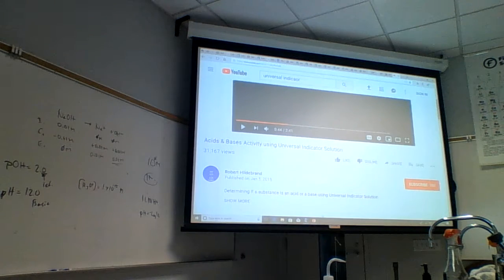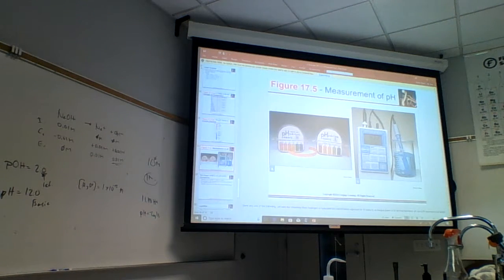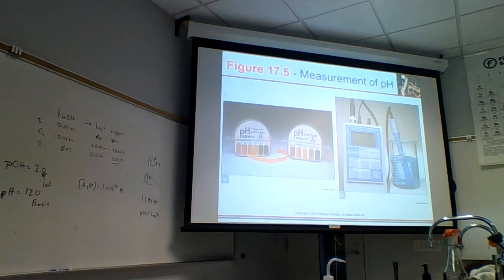Well, anyway, we could use the universal indicator. There's a lab. We aren't going to have time to do it, but what's much easier is to use a pH meter like this. That'll tell us the hydronium ion concentration.